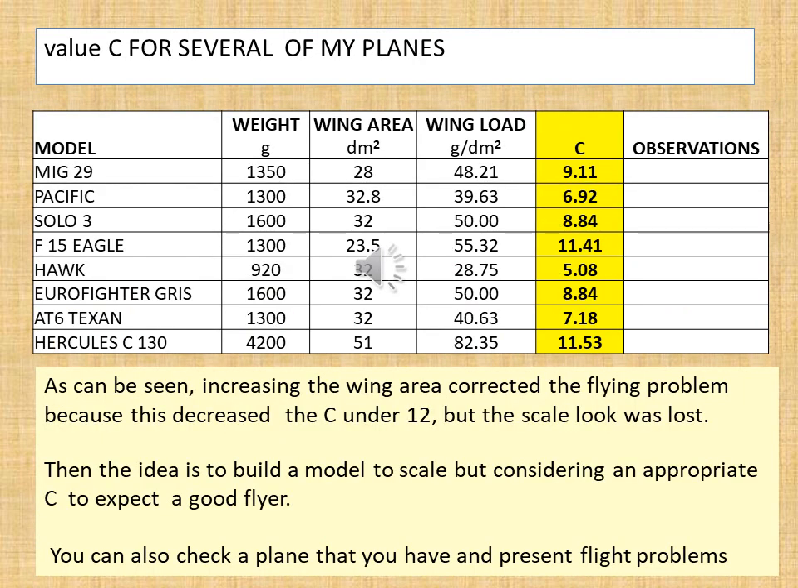As can be seen, increasing the wing area corrected the flying problem because this decreased the C under 12, but the scale look was lost. Then, the idea is to build a model to scale, but considering an appropriate C to expect a good flyer. You can also check a plane that you have and that presents flight problems.